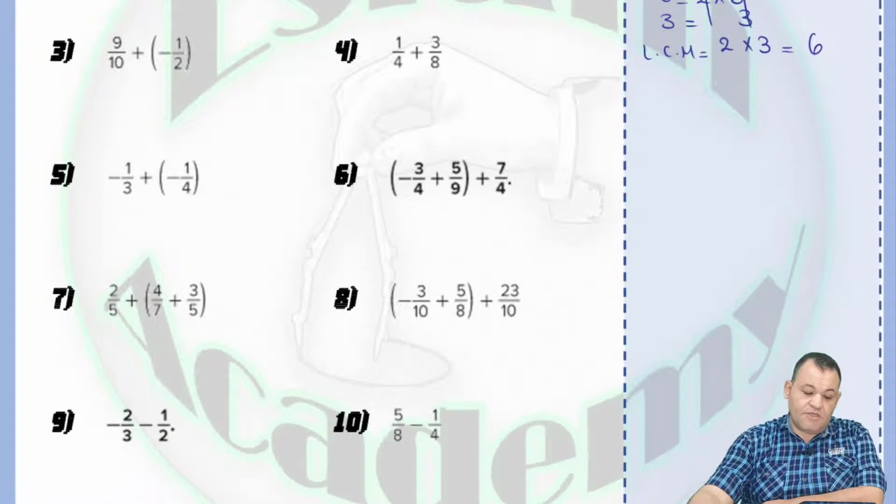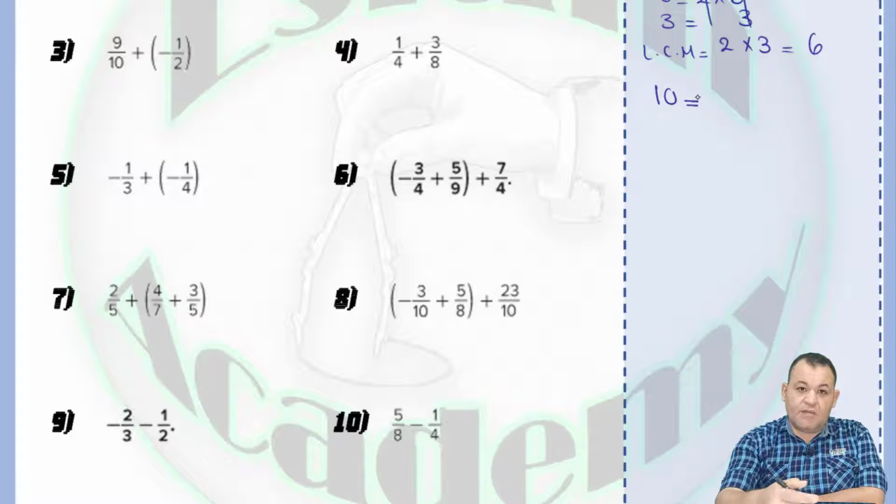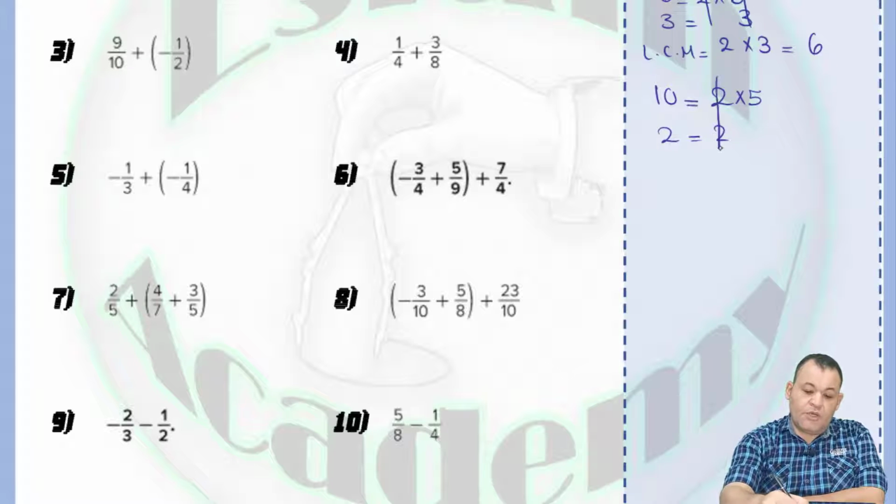Again, for question number 3. If you look at question number 3, we have 9 over 10 plus negative 1 over 2. For the first number, which is 10, writing the prime factors, it will be equal to 2 multiplied by 5. And 2 is a prime number, so its factor is 2. From each column, I will take just one number. From the second column, I will take 5. So 2 times 5 equals 10. So I'll make the denominator equal to 10.